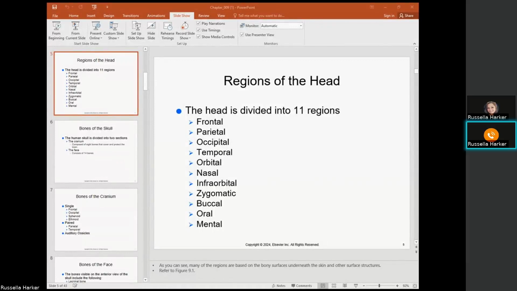Hi, we're going over Chapter 9 today. So in Chapter 9, we review head and neck anatomy. The first thing we look at are the regions of the head. It's divided into 11 regions.